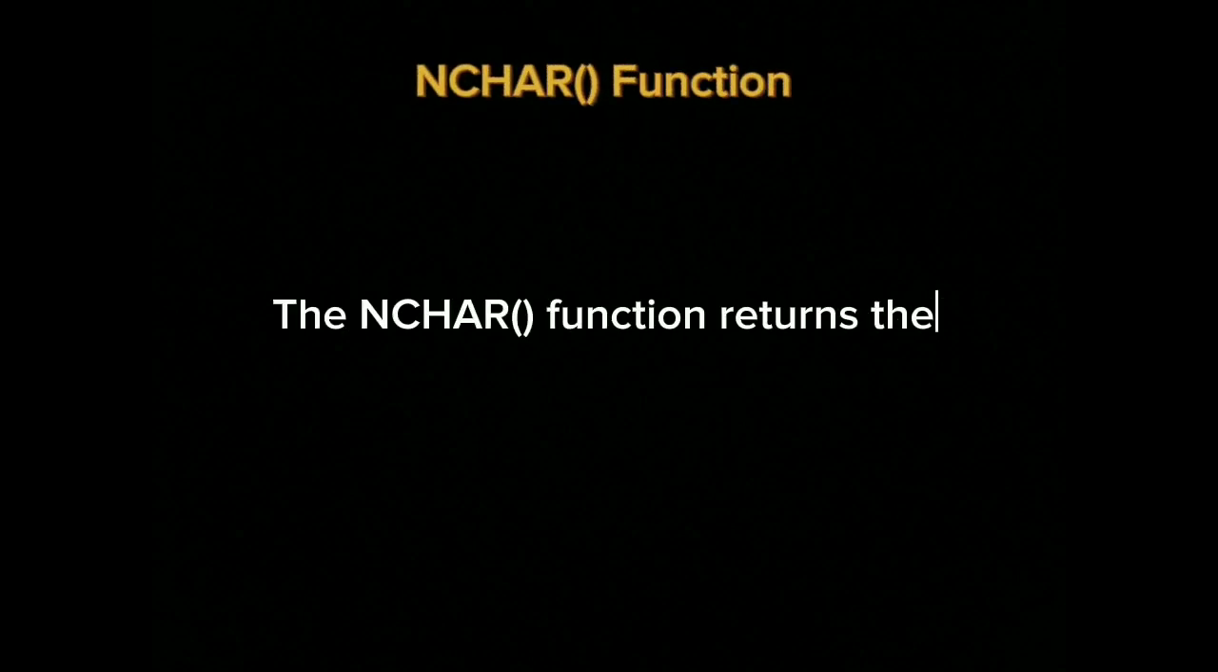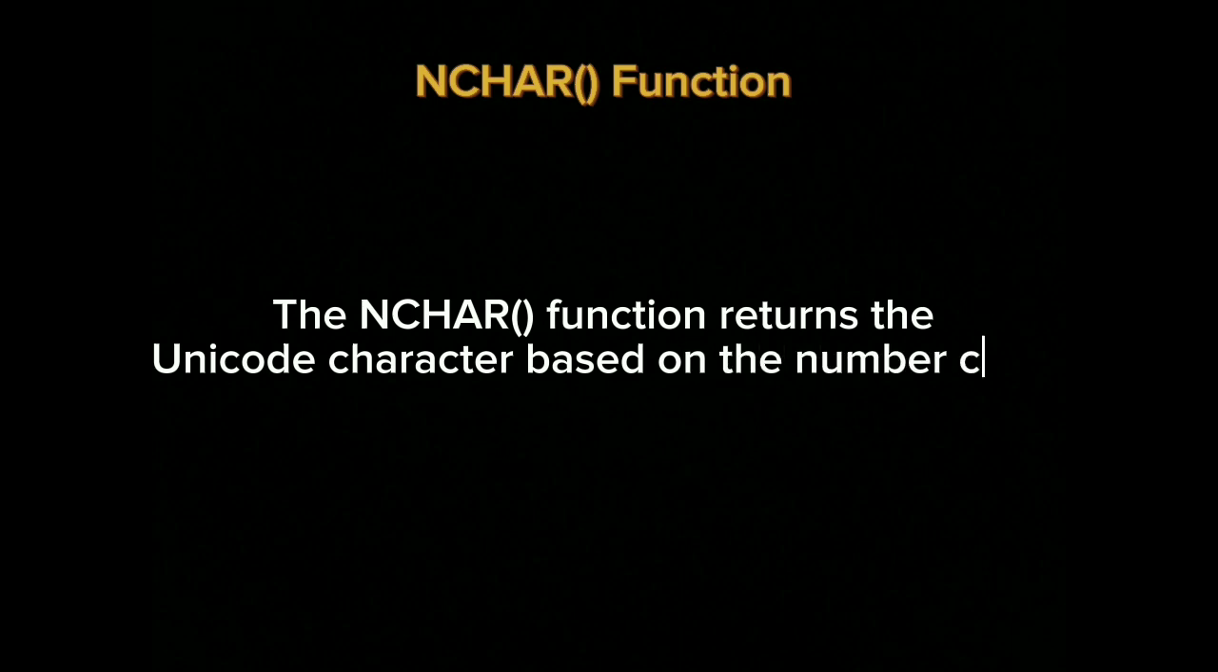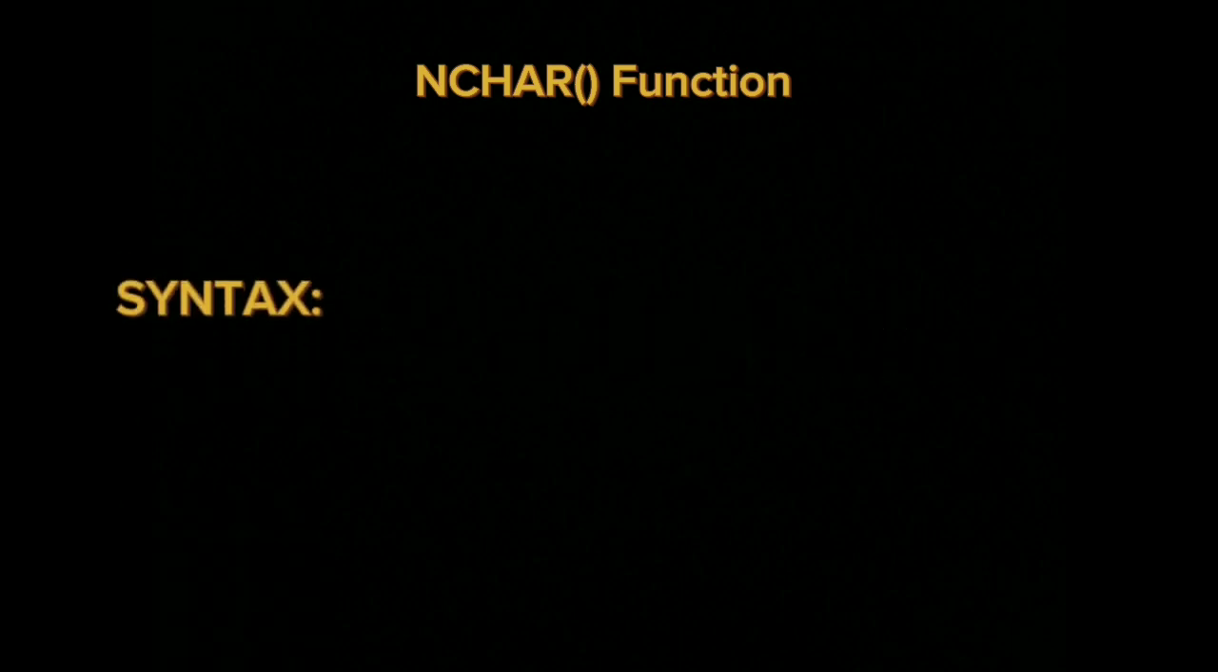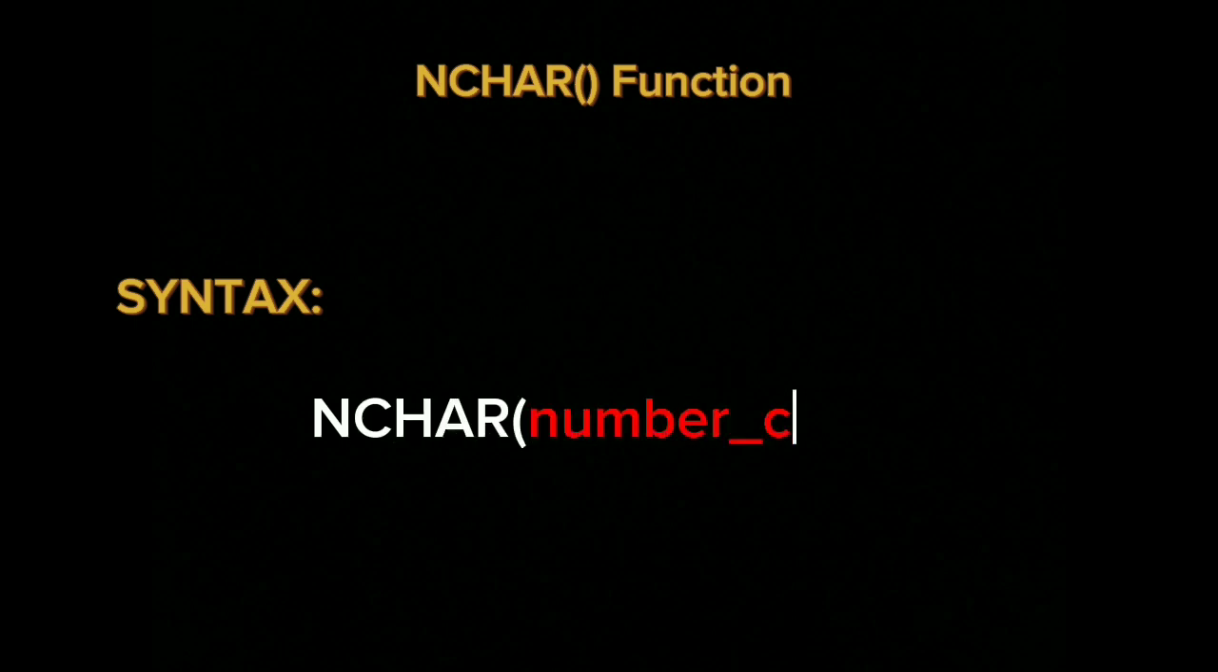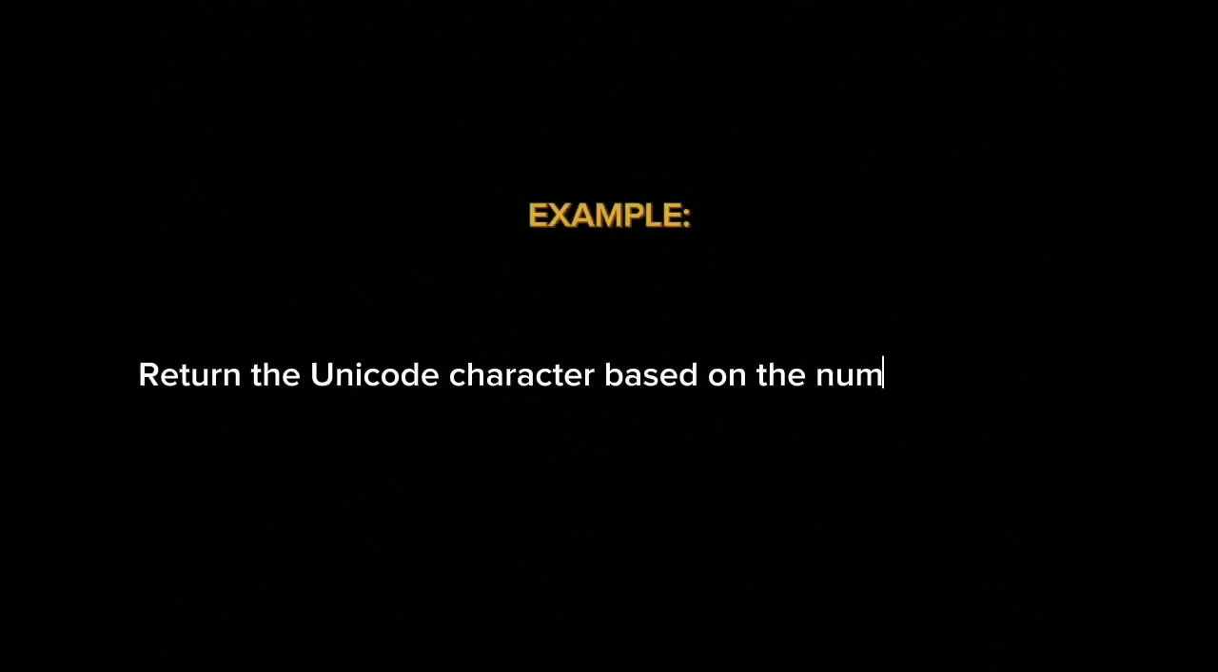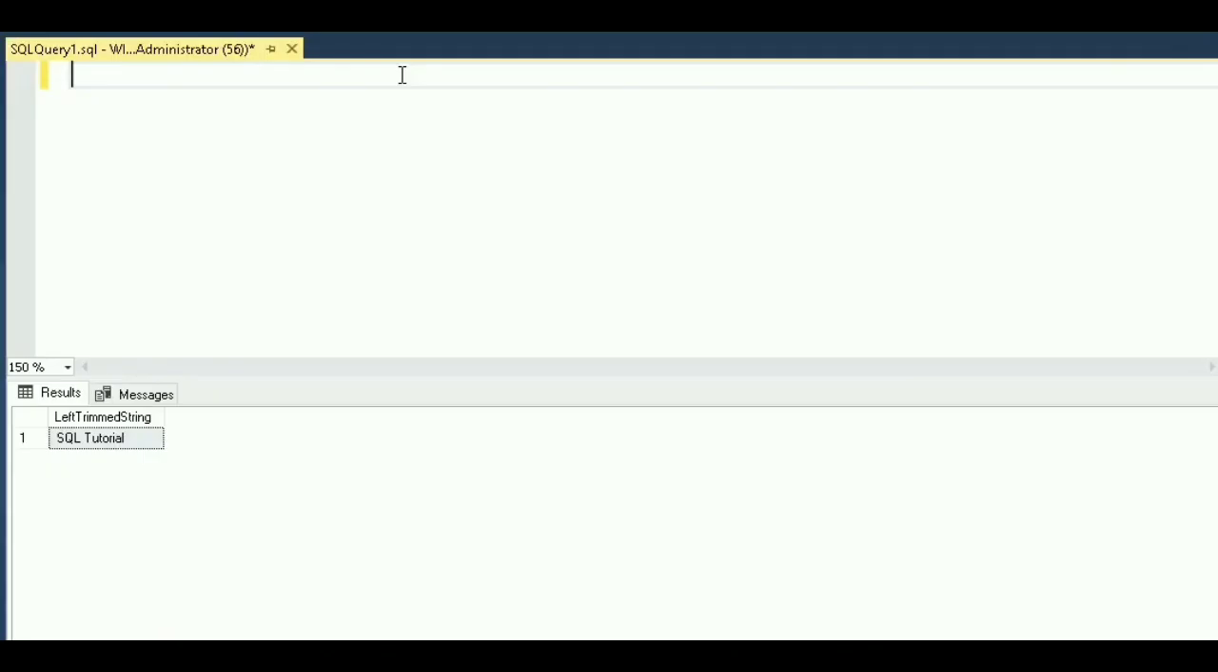Nchar function. The nchar function returns the Unicode character based on the number code. Here is the syntax of the nchar function: NCHAR(number_code). Example, return the Unicode character based on the number code 65. The query retrieves a Unicode character representation of the number code 65, which is the letter A, and aliases it as number code to Unicode.